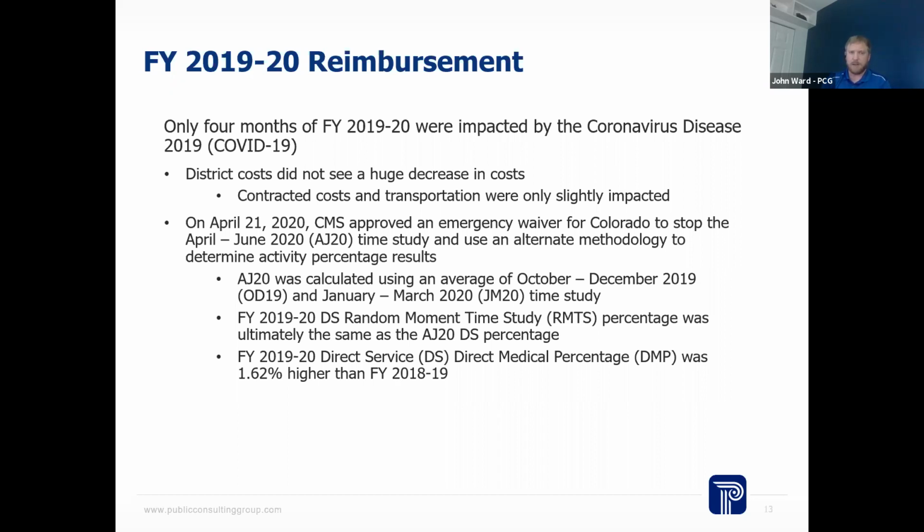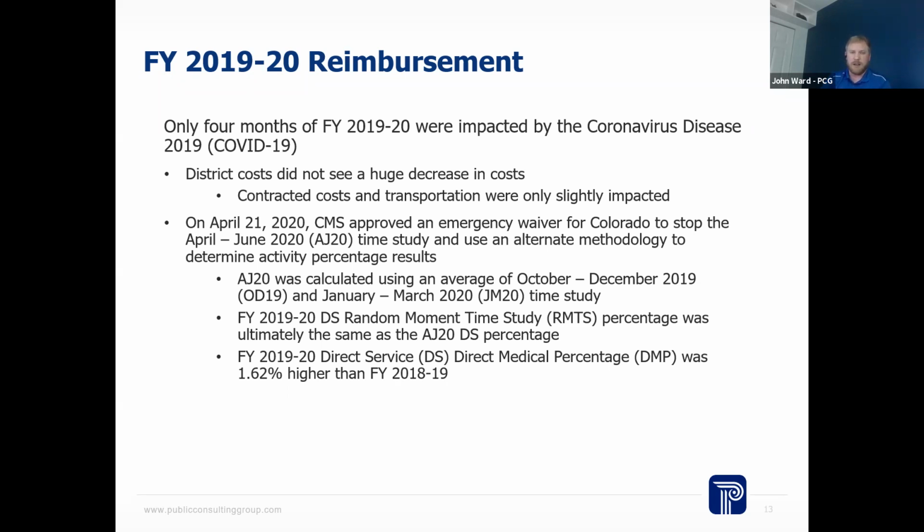And then probably one of the biggest things is back in April of 2020, CMS did approve that emergency waiver to stop that AJ20 time study, and to use an alternate methodology to actually calculate that percentage. So after that approval, the AJ20 percentage was calculated using an average of OD19 and January through March of 2020, or JM20, those time studies.